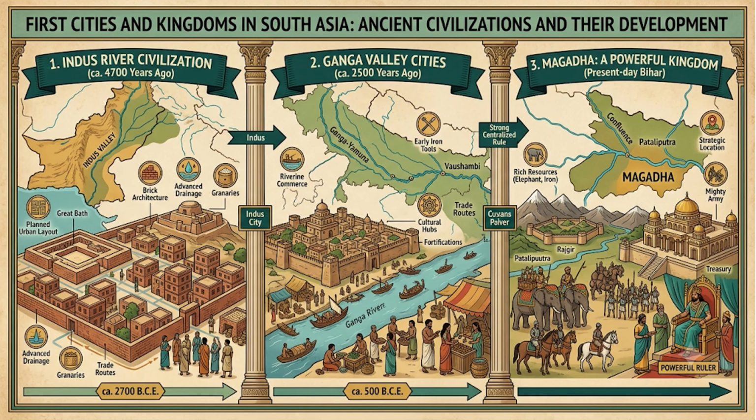First cities and kingdoms. One of the most important developments in history was the rise of cities. Around 4700 years ago, some of the earliest cities developed along the Indus River and its tributaries. These cities formed what we call the Indus Valley civilization. Later, around 2500 years ago, cities developed in the Ganga Valley. During this period, Magadha emerged as a powerful kingdom in present day Bihar. Its rulers established a large and influential empire.